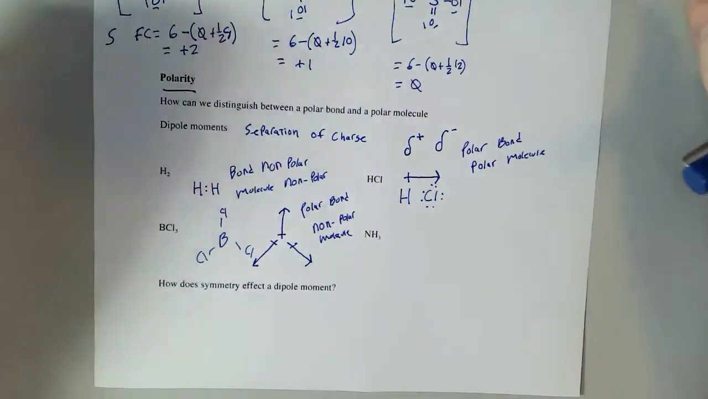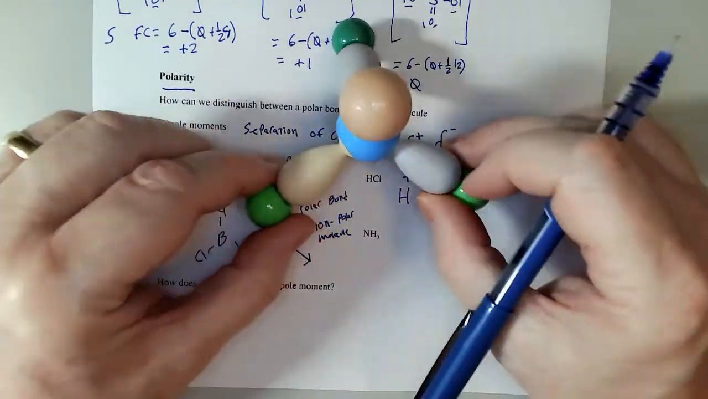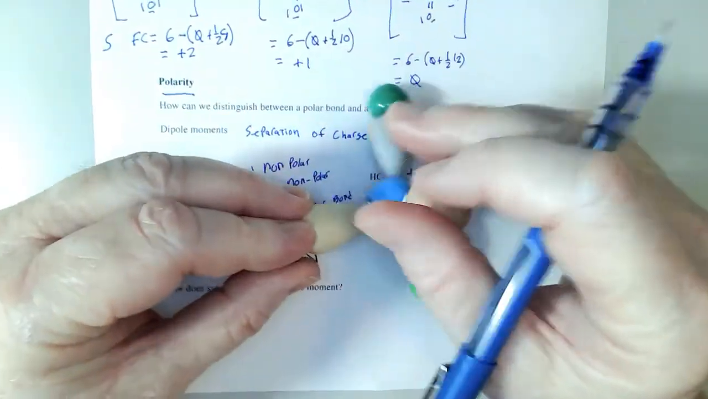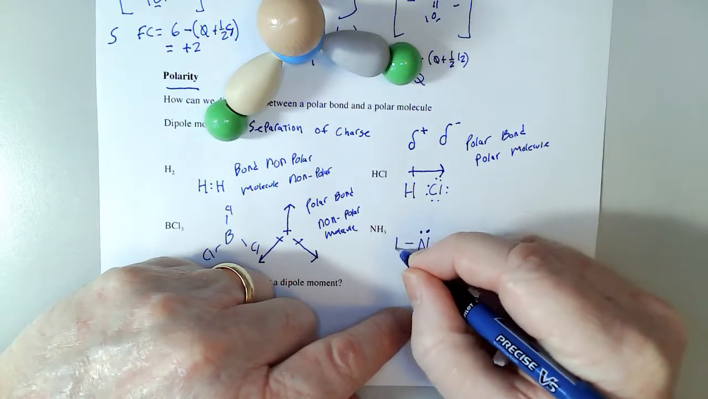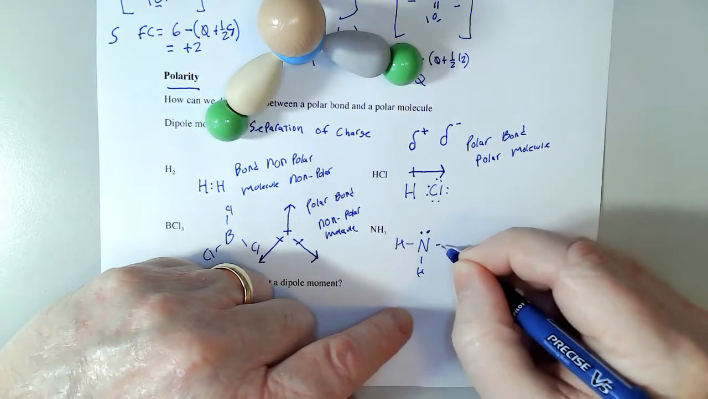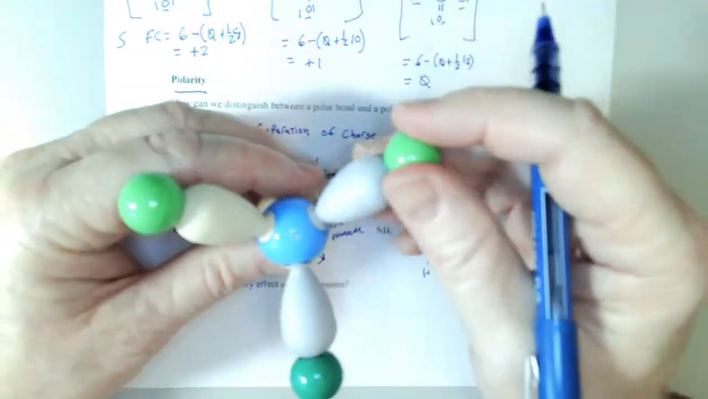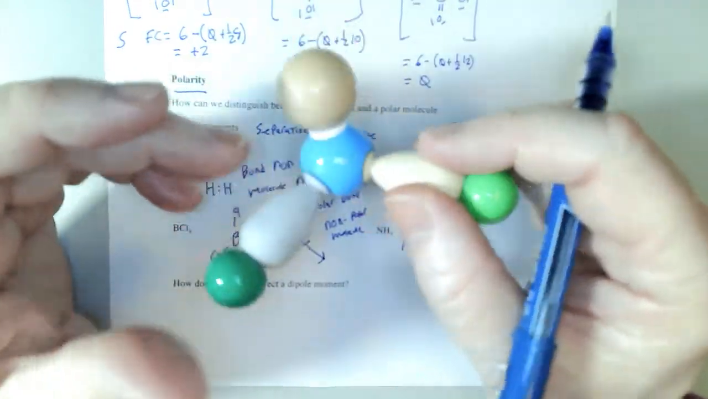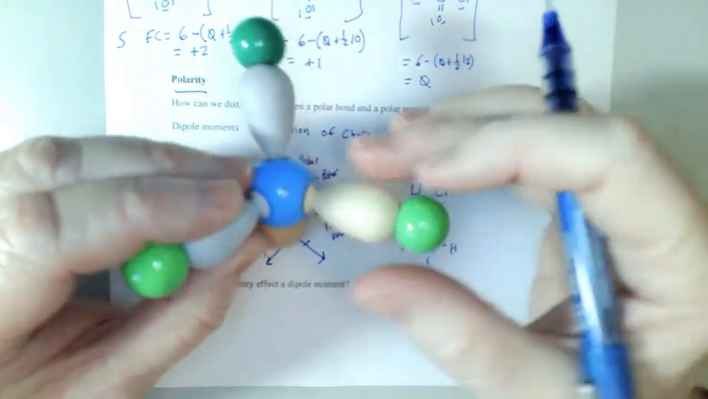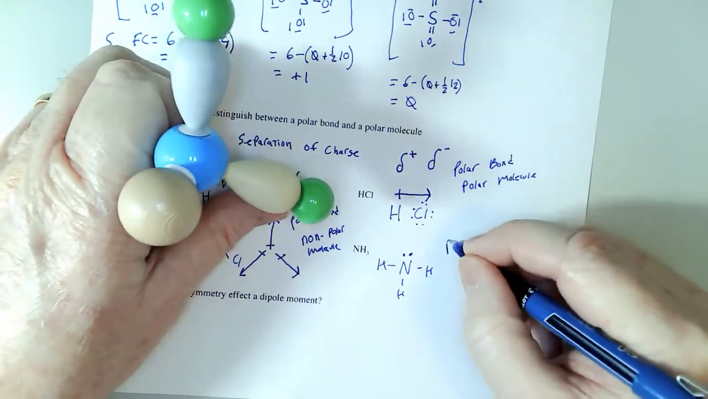Now for NH3, I can look at this molecule. This model shows it nicely. I've got this lone pair up here on the nitrogen. Right away, I know this is going to have a dipole moment. It's going to be a polar molecule. See, if I turn it upside down, it looks different. If I turn it this way, it looks different. I can tell the difference. There is no real symmetry inside this one. So this is a polar molecule.